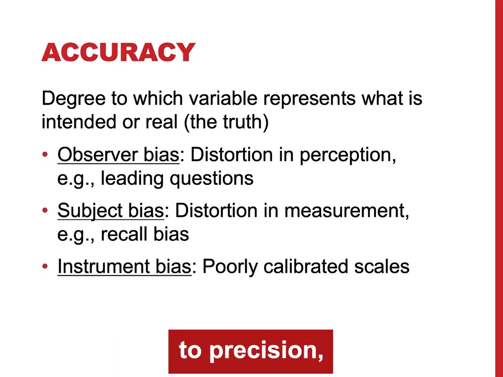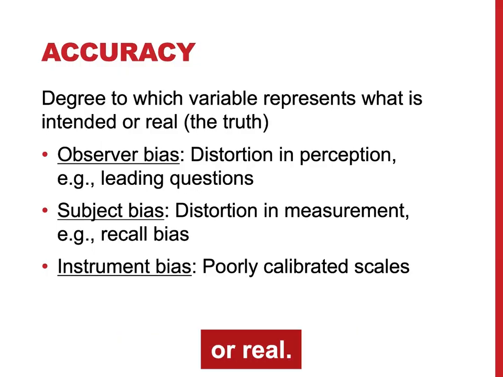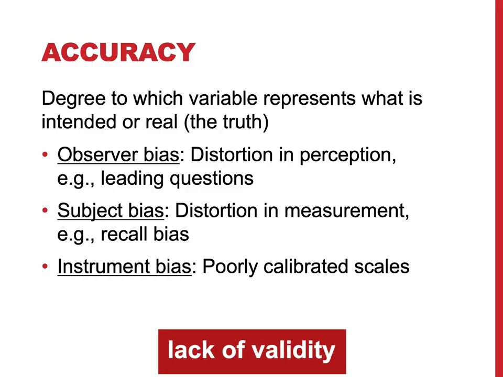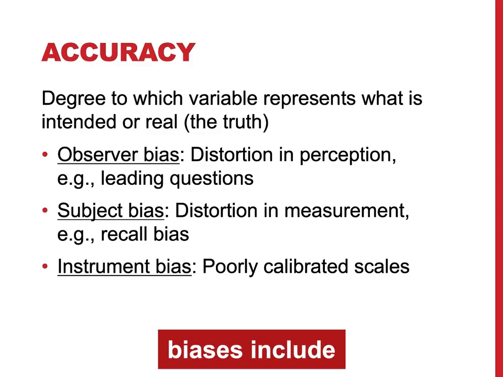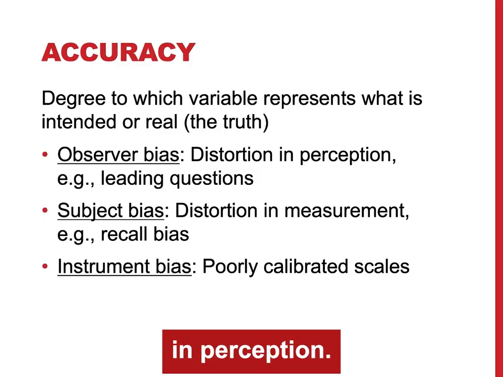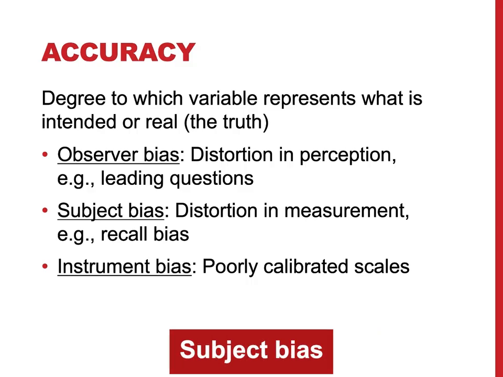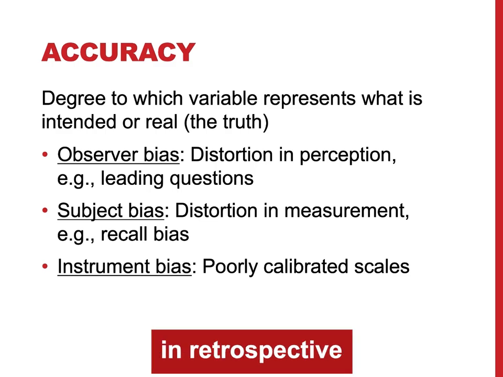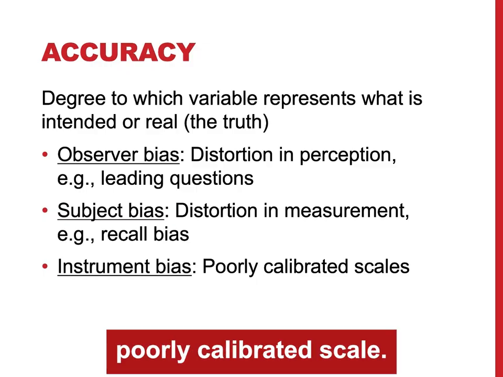In contrast to precision, accuracy is the degree to which a variable represents what is intended or real. The term validity is often used to refer to accuracy. Lack of validity is referred to as systematic error or bias. Examples of biases include observer bias, in which there is a distortion in perception, for example, asking leading questions in a survey. Subject bias, in which there is a distortion in measures, for example, recall bias in retrospective studies. And instrument bias due to a poorly calibrated scale.